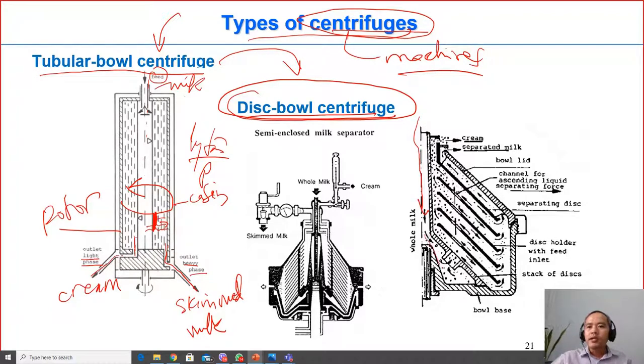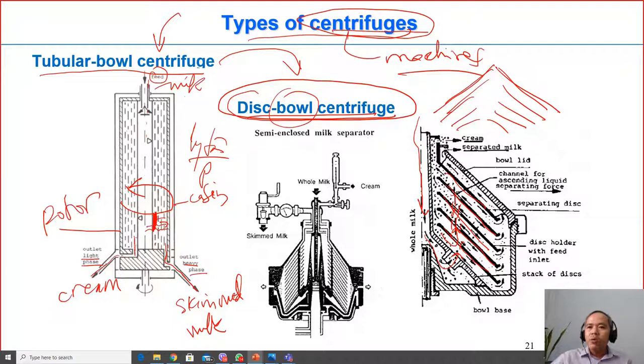Now let's go to here. They have a stack, I mean a series of plates, but each is like a bowl, like a cone, like the nón lá, you know, the Vietnamese conical hat, like this, okay? There are so many cones, so many plates like that. On the plate there are holes, and the milk will flow through these holes to fill food into the system.